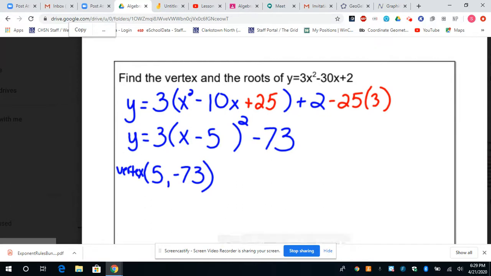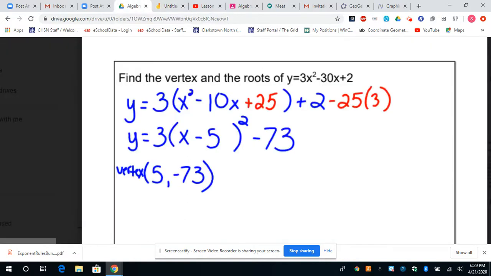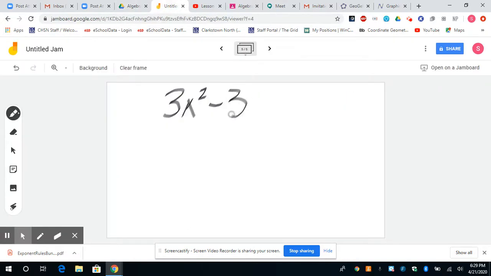Okay? So we have y equals, and I have the work here, but let's talk through it. 3x squared minus 30x plus 2. Again, we're completing the square because we want it in vertex form in order to find the vertex. There's a lot of ways to find the vertex, right? You can graph it, or you can do it this way, but I want to see you guys take notes on this way so that you understand.